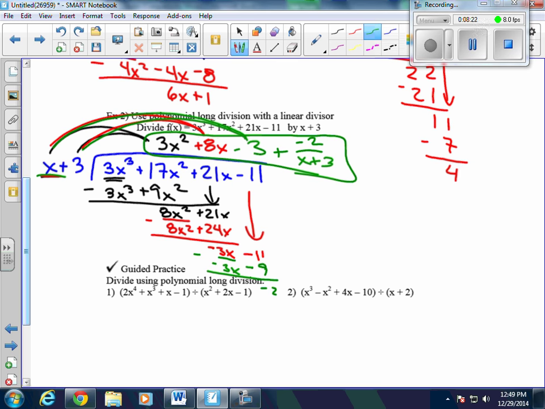So what I would like you to do is do examples 1 and 2 using long division. First one, you're going to divide by a trinomial. Second one, you're going to divide by a binomial. So go ahead and pause the video until you are finished with those, and then you can hit play.